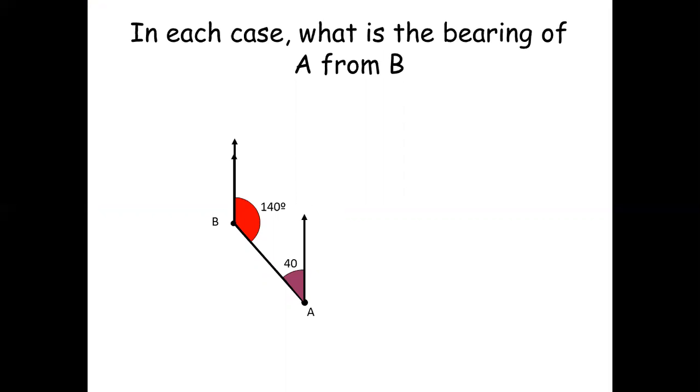Okay, let's see another type of question that comes up. In each case, what's the bearing of A from B? And he gave you the drawing. I have B, so where am I going to stand? I'm going to stand on B because it said from B, and the arrow is going to move clockwise from the north. So I'm going to take the angle, so the bearing is 140.